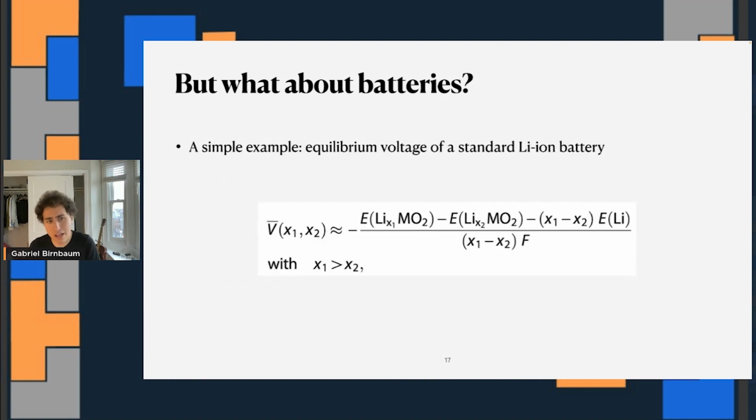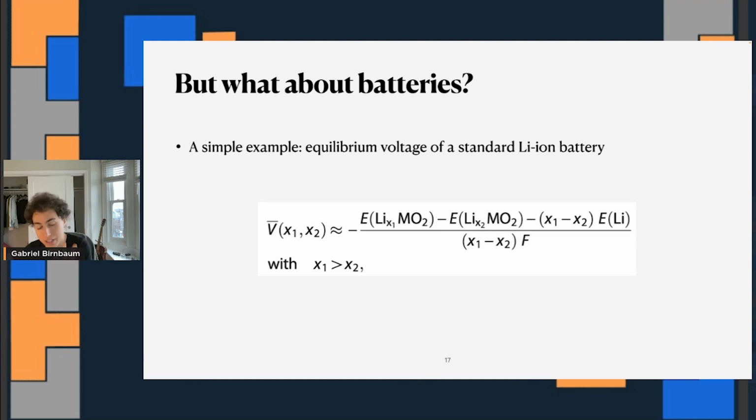A simple example of how this can be done is to get the equilibrium voltage of a standard lithium-ion battery. There is a simple approximation that you can see on the screen, which says that the equilibrium voltage is equal to the energy post-intercalation minus the energy pre-intercalation minus the energy of lithium, divided by a constant and how many electrons changed in this reaction. So basically, you have three energies that you're looking for.